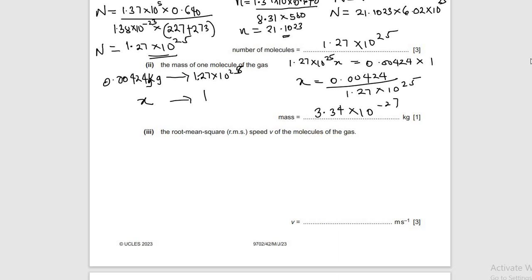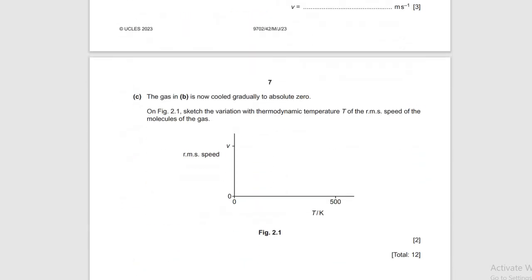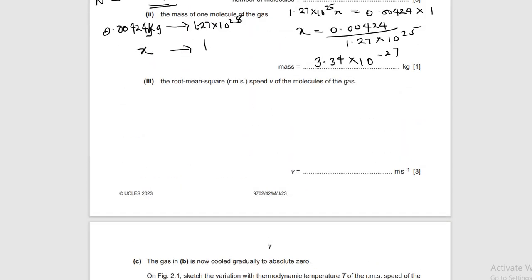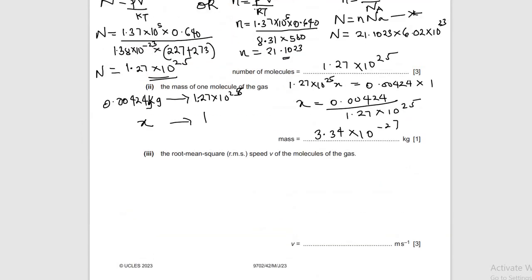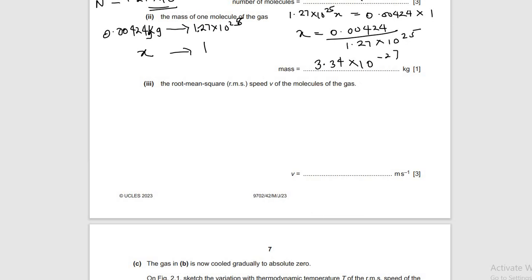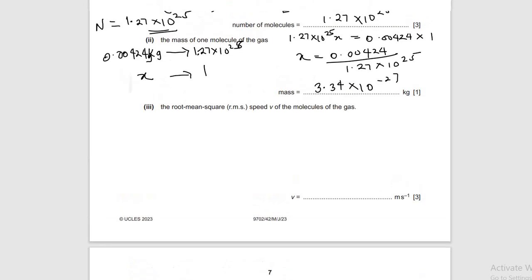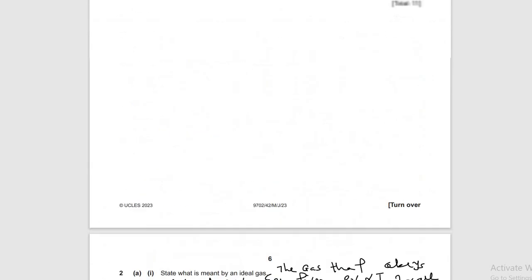Now the last part of the question. You still have two more questions on this part. It says the root mean square speed of the gas molecule. We are looking for the root mean square speed of the gas molecule. To calculate it, let's see, we can have two ways. Let's say a formula that involves root mean square.